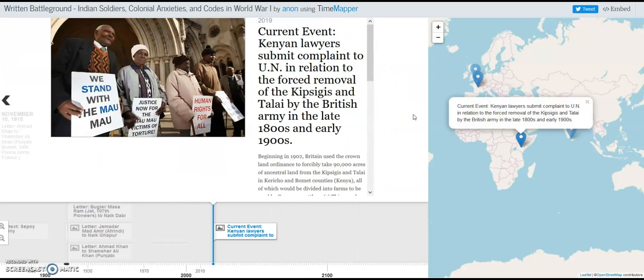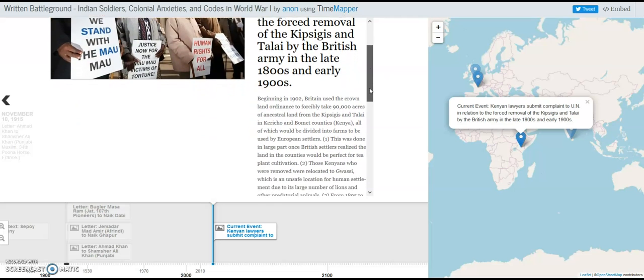So the last location and event I want to focus on is a current event that is kind of connected to my discussion on the Sepoy soldiers, and specifically I want to talk about it and what it says about how we should be approaching that event in the present day. My current event is related to Kenyan lawyers submitting a complaint to the UN in relation to the forced removal of the Kipsigis and the Talai by the British Army in the late 1800s and the early 1900s.